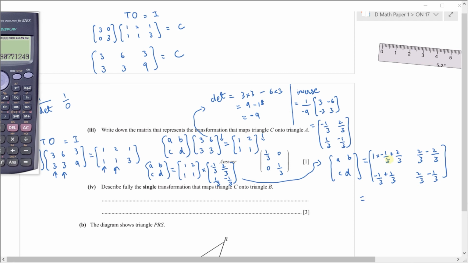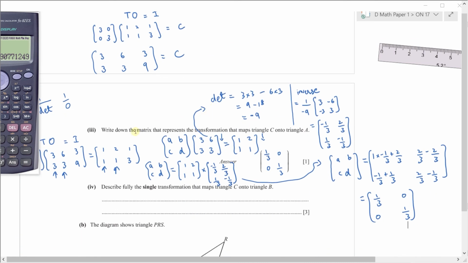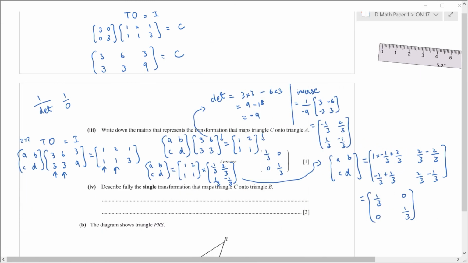If I continue here, -1 by 3 plus 2 by 3 will be 1 by 3. 2 by 3 minus 2 by 3 will be 0. -1 by 3 plus 1 by 3 will be 0. 2 by 3 minus 1 by 3 will be 1 by 3. So this is the same matrix that we initially found. So this is another way of doing this. If you can't remember that 3003 represents an enlargement with scale factor 3, you can use this formula here. Let me keep it away. You can use this formula that you apply a transformation to an object to get the image.